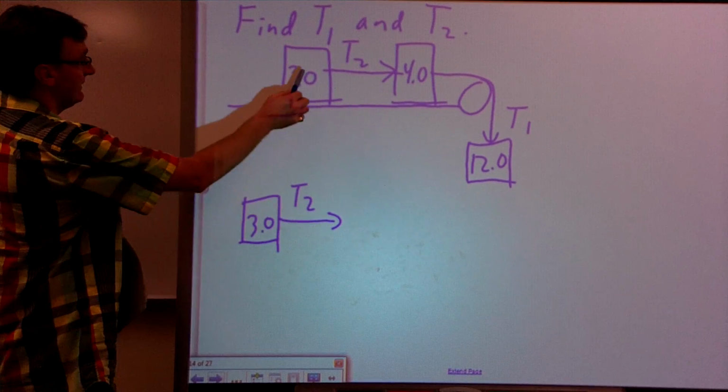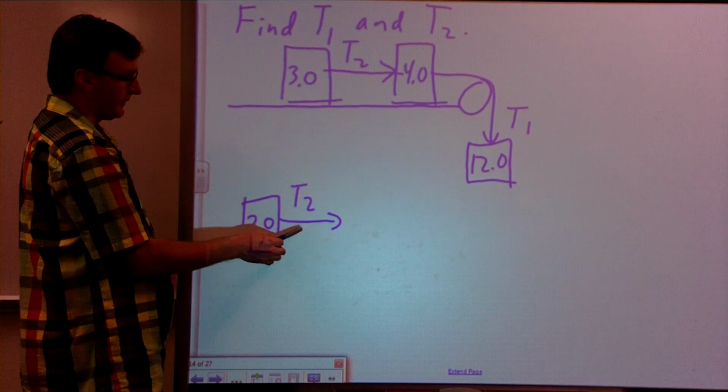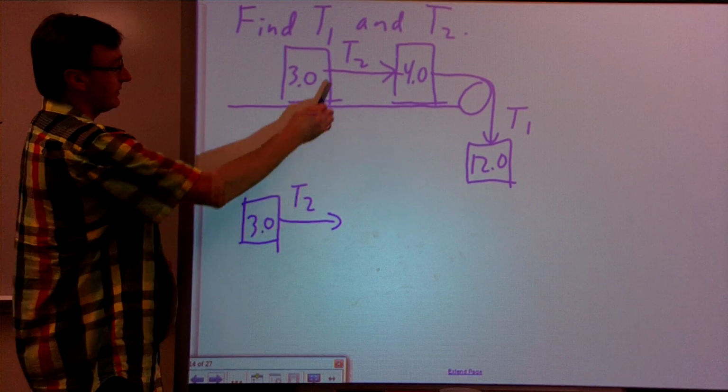Taking this mass by itself, it only has one force on it, which is T2, which is in that string.